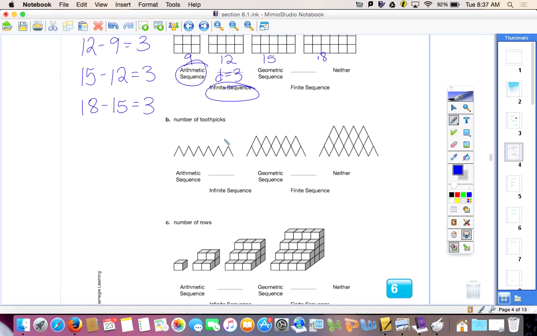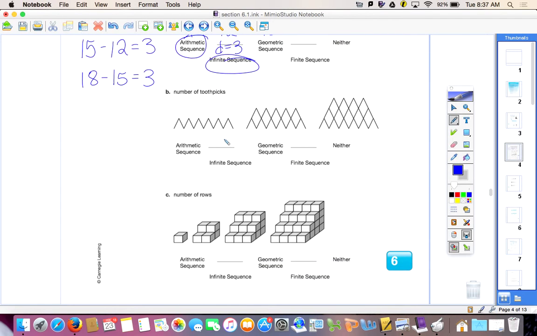So, looking at the number of toothpicks, very first step, go ahead and write down the number of toothpicks in each one of these figures.